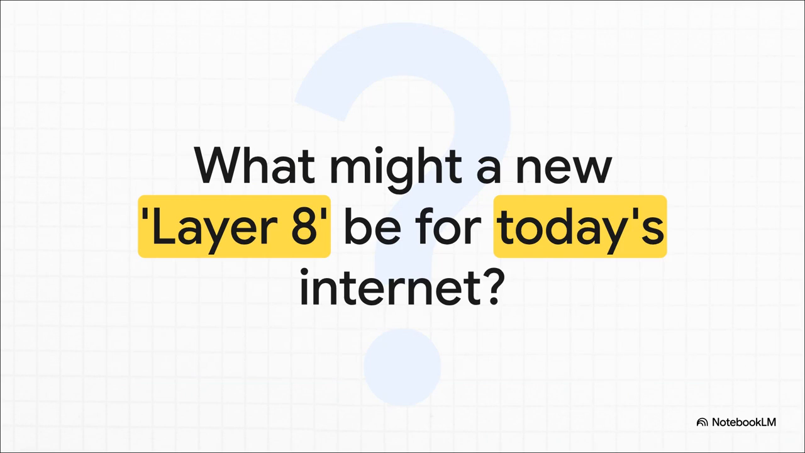And that brings us to a final thought. This model was designed in 1984. That's way before the cloud, before social media, before smart everything. So I'll leave you with this question. If you were designing a new layer for today's internet, a Layer 8, what problem would it solve? What would its job be?